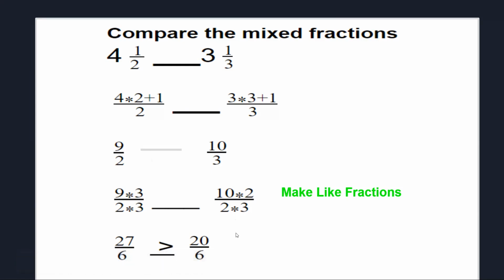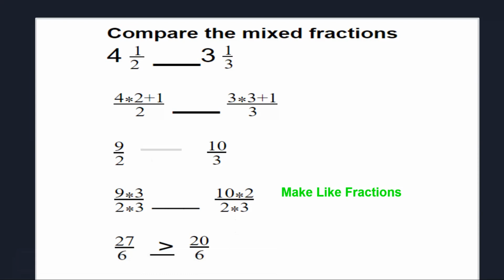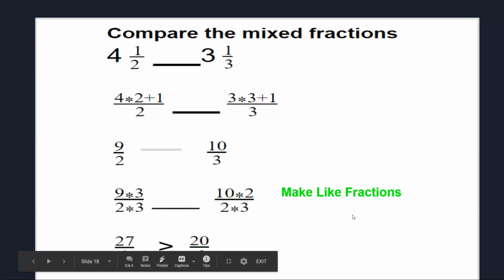Now they are like fractions, and we will see the numerators. One side is 27 and the other side is 20. So 27 is greater than 20. Like this, students, if the fractions are mixed fractions, first of all we will convert them into improper fractions. Then we will change them into like fractions, and then we will compare which fraction is greater and which fraction is smaller.